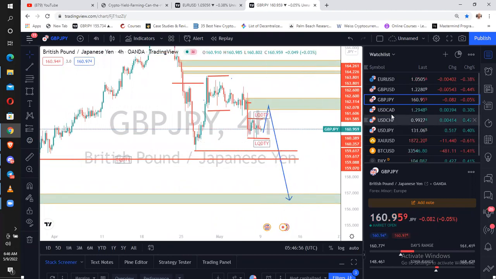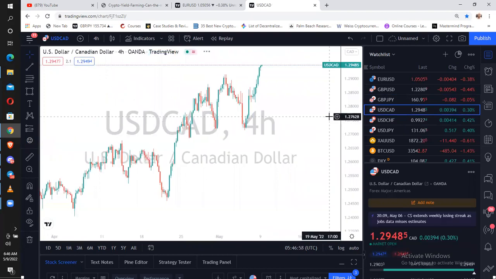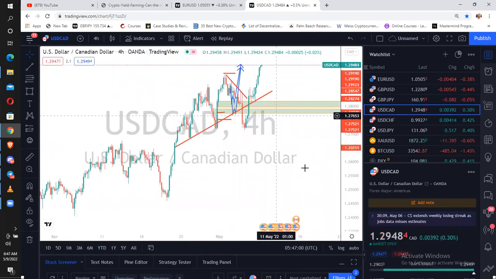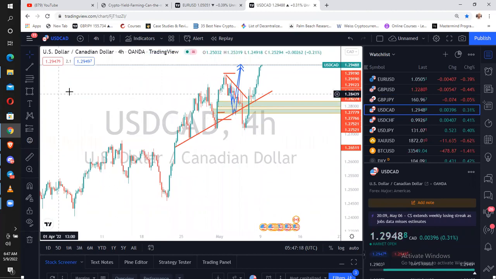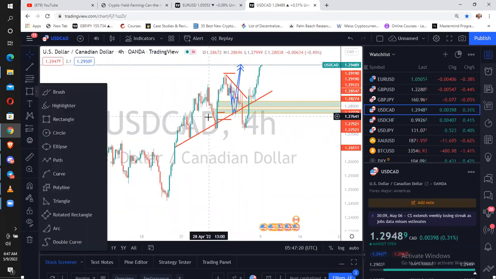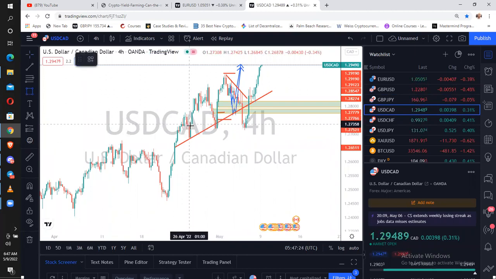Okay, let's go to USD CAD. I told you guys something. I analyzed this particular thing, and it took some time for it to play out, but it did play out exactly as it has been analyzed. So now these guys have to come down here and trade into this block.